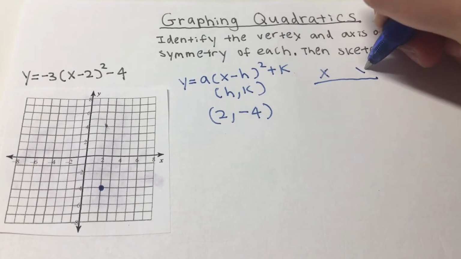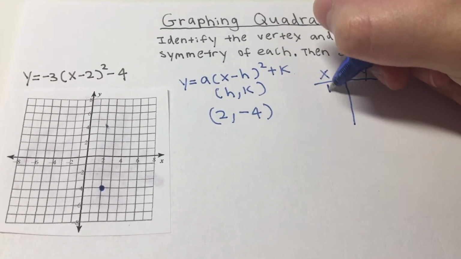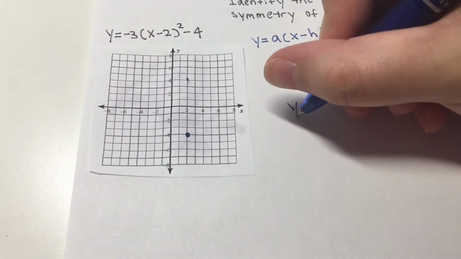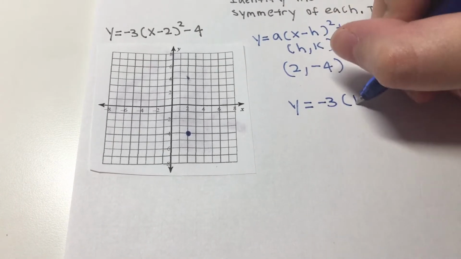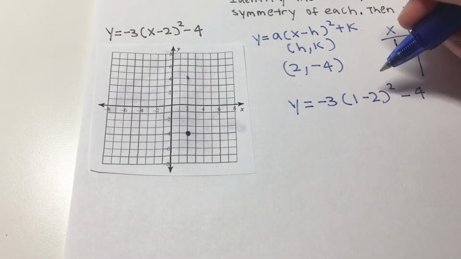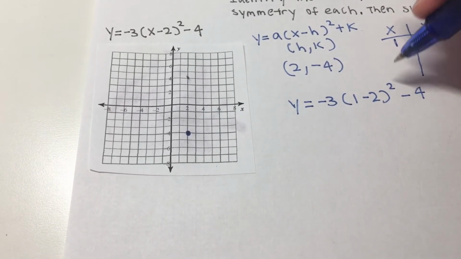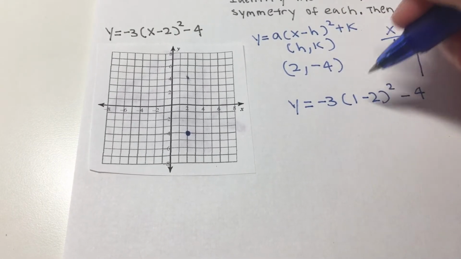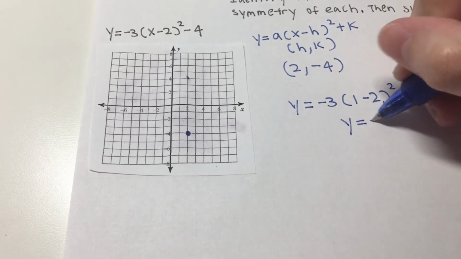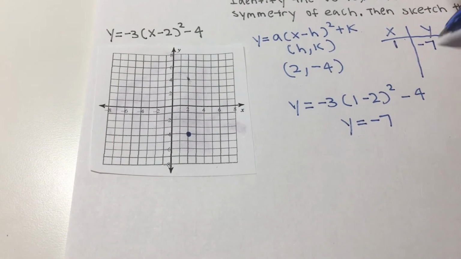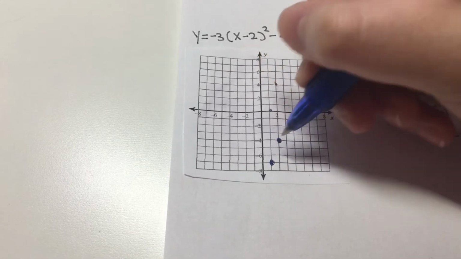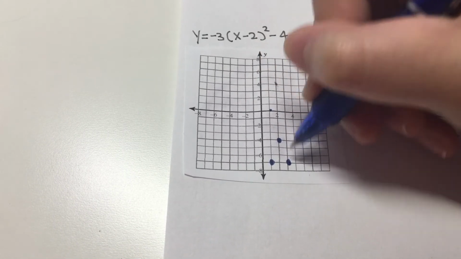x, y. And I'm going to put 1 here, and plug 1 into this equation. So y equals -3(1 - 2)² - 4. 1 minus 2 is -1. -1 squared is +1. 1 times -3 is -3. -3 minus 4 is -7. So y equals -7. Let's put it here, and we plot our point (1, -7) here. And we just flip it over because this is symmetric.